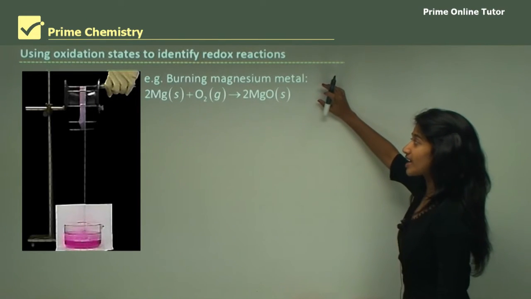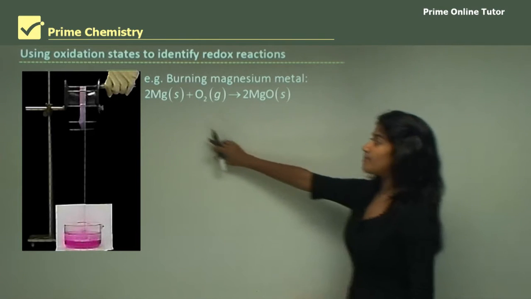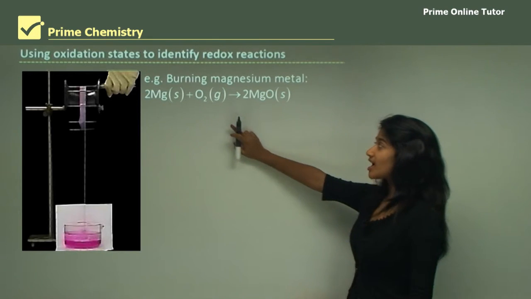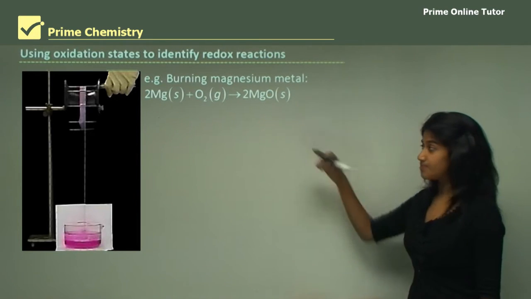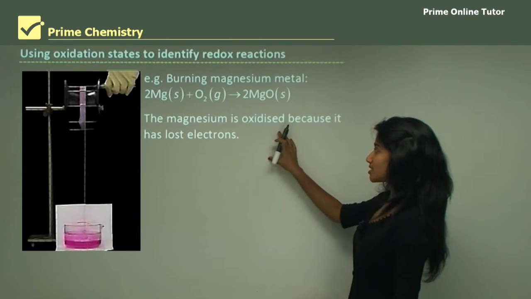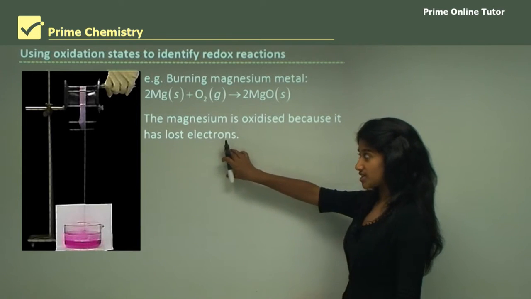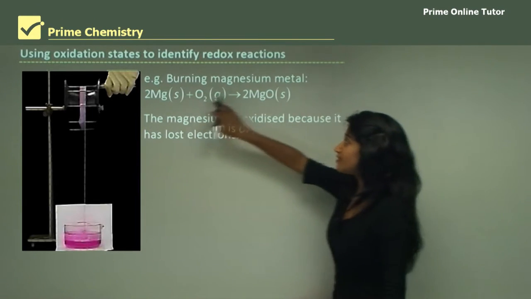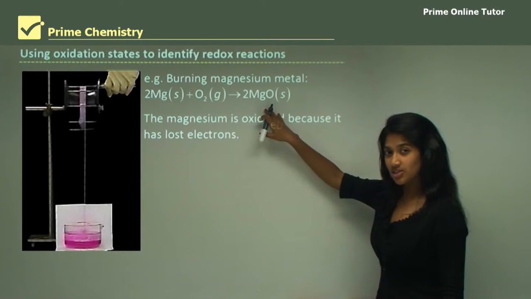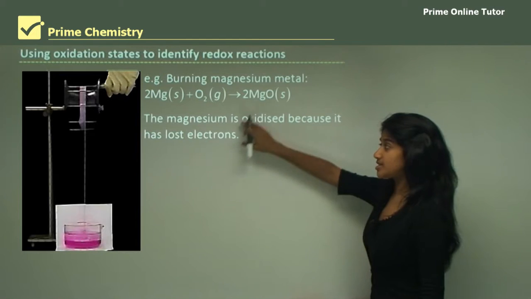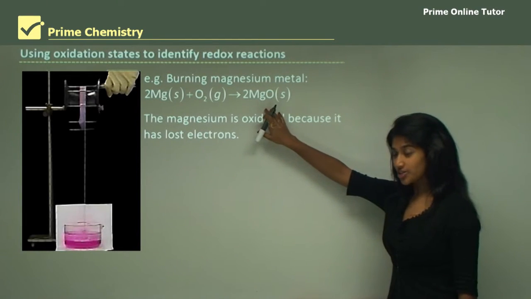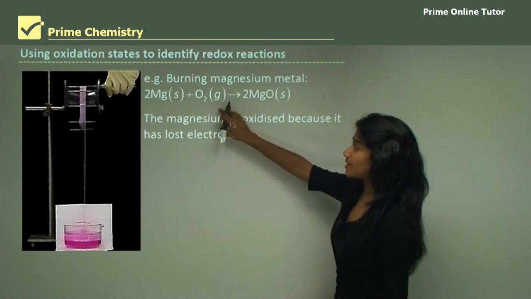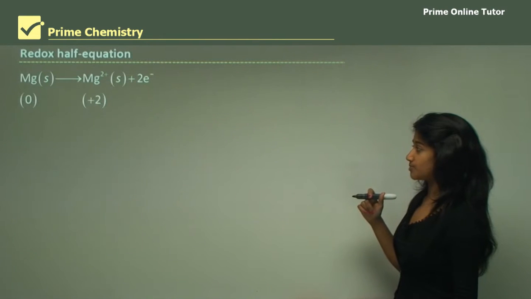So for example, now we're looking at the burning of magnesium metal. We have magnesium here in its solid form reacting with oxygen gas. When they react, they form magnesium oxide as a solid. The magnesium is oxidized because it has lost electrons. Now, how do you work this out? Magnesium forms an ion, which means it's going to be positively charged. So in order for this neutral particle to be positively charged, it has to lose electrons, or negative particles. And vice versa is happening for the oxygen, which is gaining electrons.